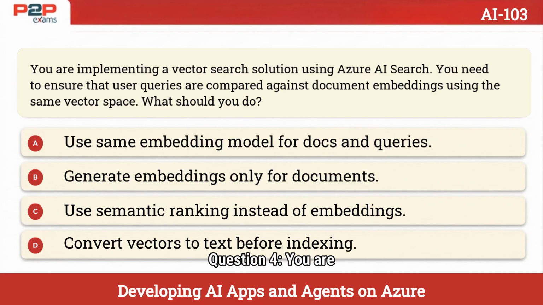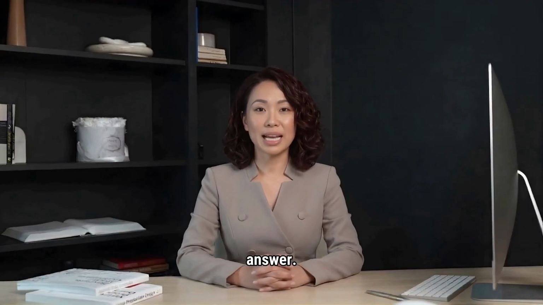Question 4. You are implementing a vector search solution using Azure AI Search. You need to ensure that user queries are compared against document embeddings using the same vector space. What should you do? A. Use same embedding model for docs and queries. B. Generate embeddings only for documents. C. Use semantic ranking instead of embeddings. D. Convert vectors to text before indexing. Pause for a few seconds and consider your answer.